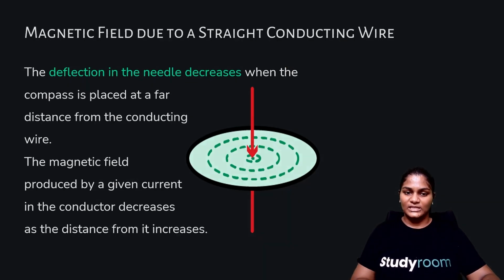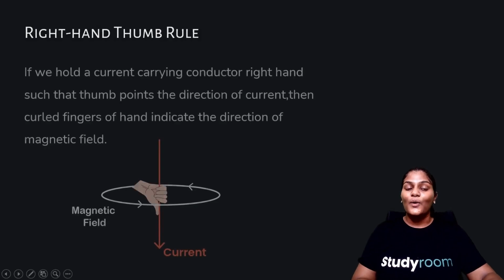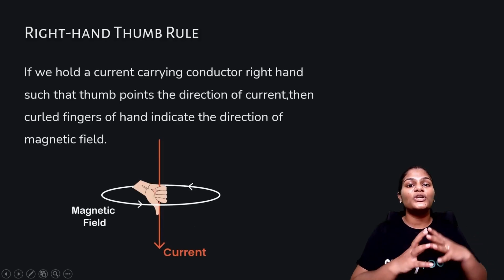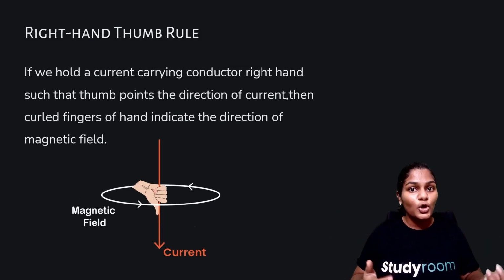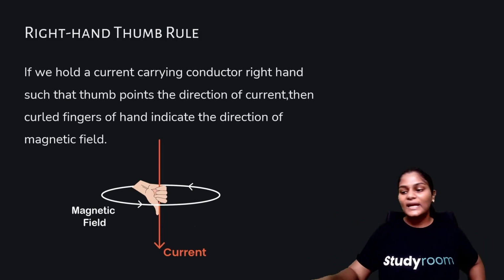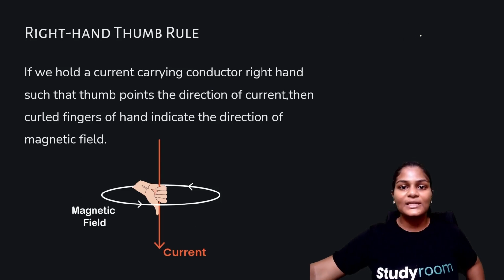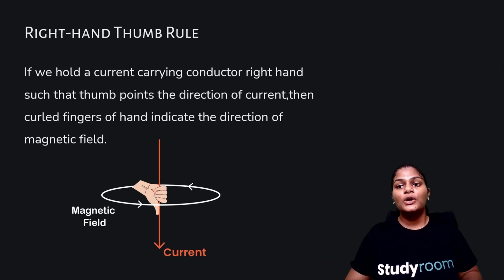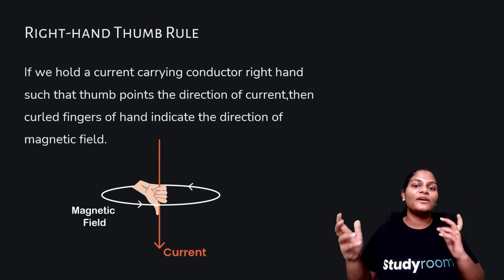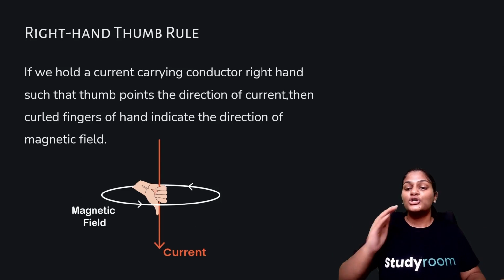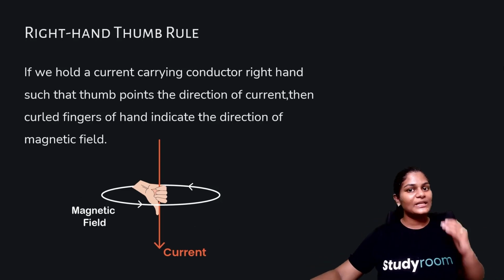Okay, great. Now, this is a very interesting rule which is going to help you to determine the direction of the magnetic field that we've been talking about for so long. What is the right hand thumb rule? Let's read first and then I'll explain it to you. So what this rule basically does is, it lets you know the direction of the magnetic field that we have been talking about for so long. So let's read how we actually do it, then I'll explain it to you.